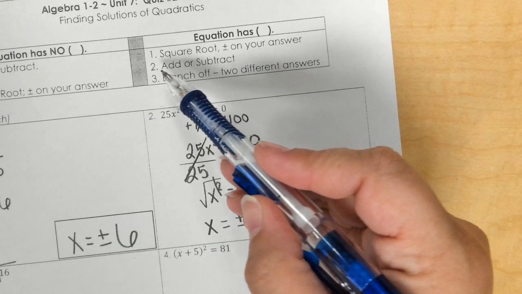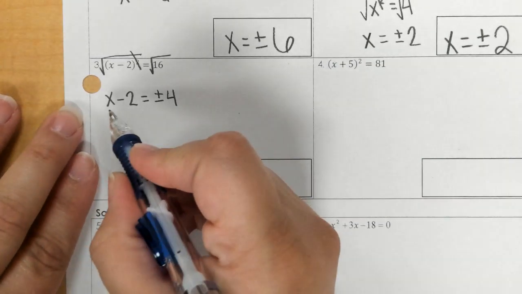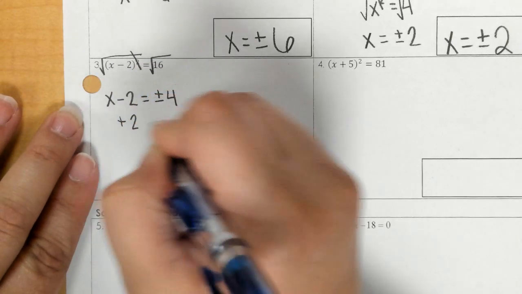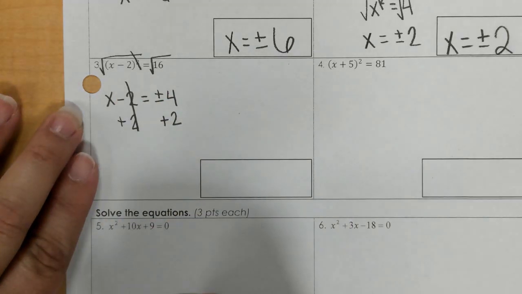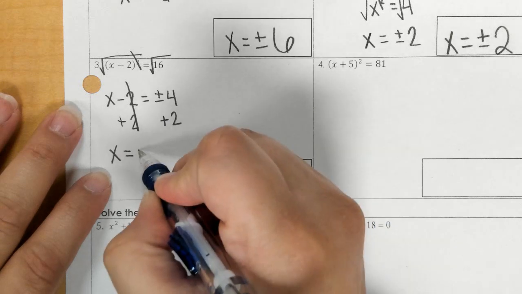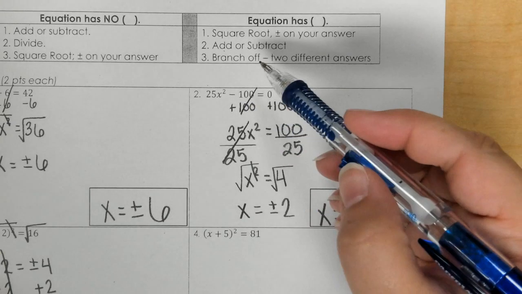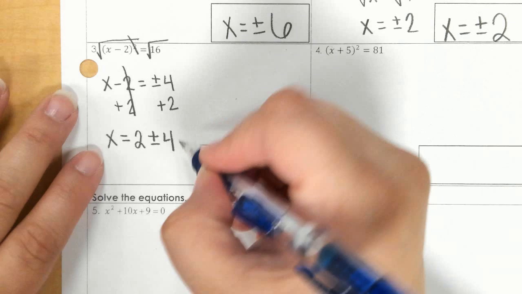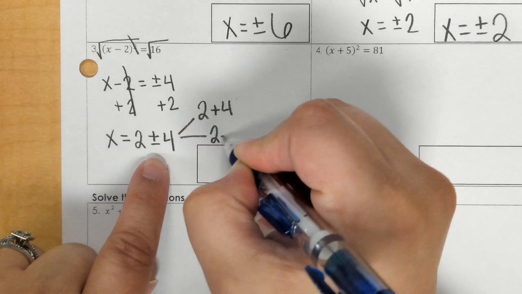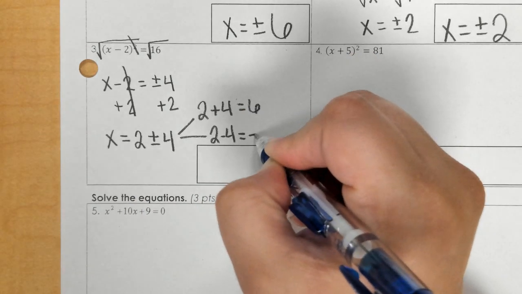Okay, step 2 says add or subtract, and the goal is to add or subtract so that x is by itself. So if I want x by itself, I do the opposite of minus 2, I add 2. Okay, then in step 3, I rewrite this, so this would say 2 plus or minus 4, and then I branch it off, making 2 different answers. So I would say 2 plus 4 and 2 minus 4. And so that would give me 6 and negative 2.